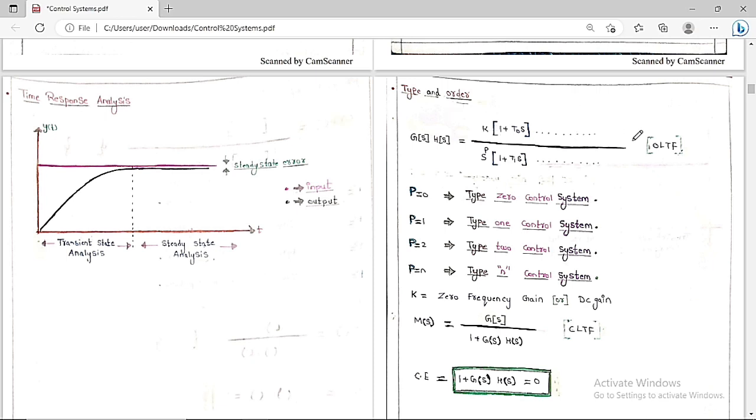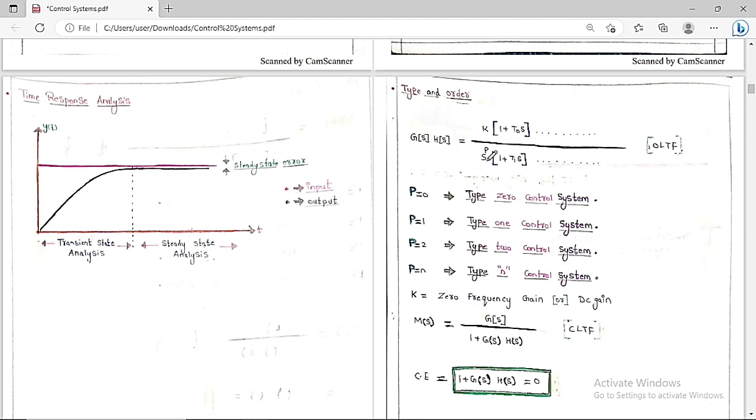You can see clearly this is the open loop transfer function G(s)H(s), and the standard format is K(1 + T0 s)... divided by s^p (1 + T1 s)... and so on. I already told you that the number of poles present at the origin is called the type of the system, so this p is the type of the system. If p is equal to 0, then it is a type 0 control system.